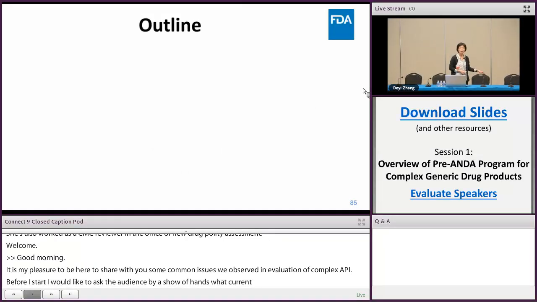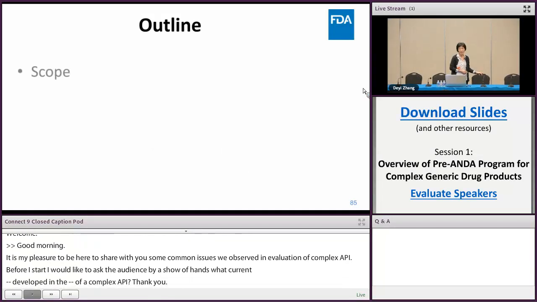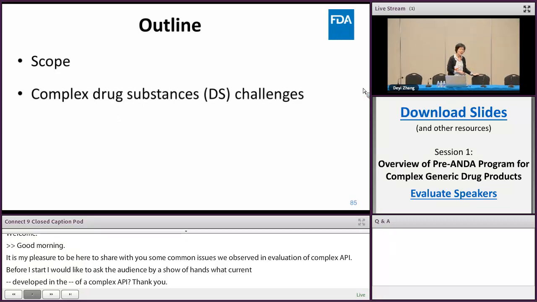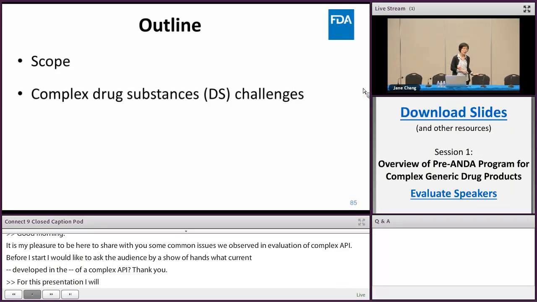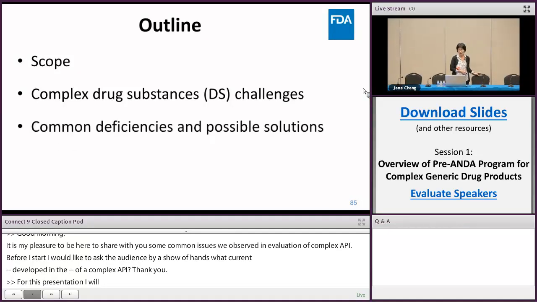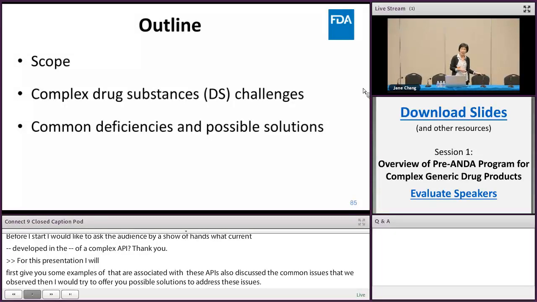For this presentation, I will first give you some examples of APIs that are considered to be complex. I will then go over the challenges associated with these APIs, and also discuss some common issues that we observe. Then I will offer possible solutions to address these issues. One thing I want to emphasize is that you can always link all of these issues to the critical quality aspect of the API.